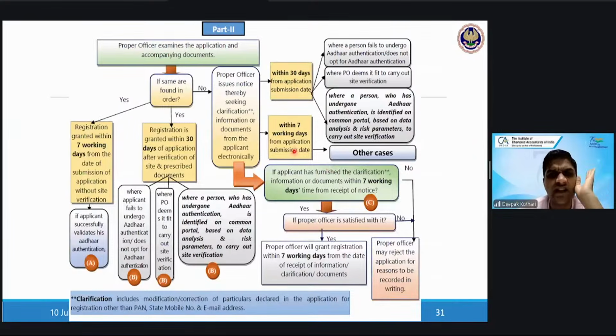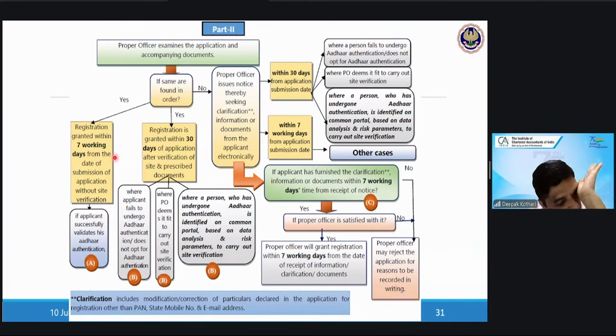Okay, so what's the timeline? If the proper officer examines the application and accompanying documents and finds everything in order, then within 7 working days he will give you the registration. Otherwise, registration has to be granted within 30 days. But the difference between 7 and 30 days is that your Aadhaar should be authenticated. If you don't authenticate your Aadhaar, then your registration will get delayed.